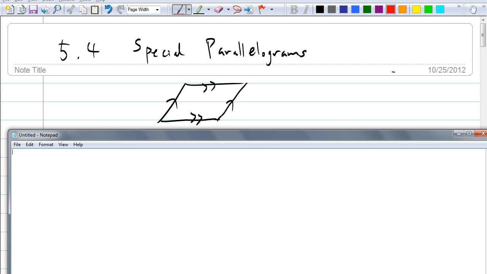Why is rectangle a special type of parallelogram? How does that set it apart from a regular parallelogram? Why is that special? Samantha? It has all right angles. Correct. It has all right angles. What about rhombus? Why is rhombus a special parallelogram? All four sides are congruent.